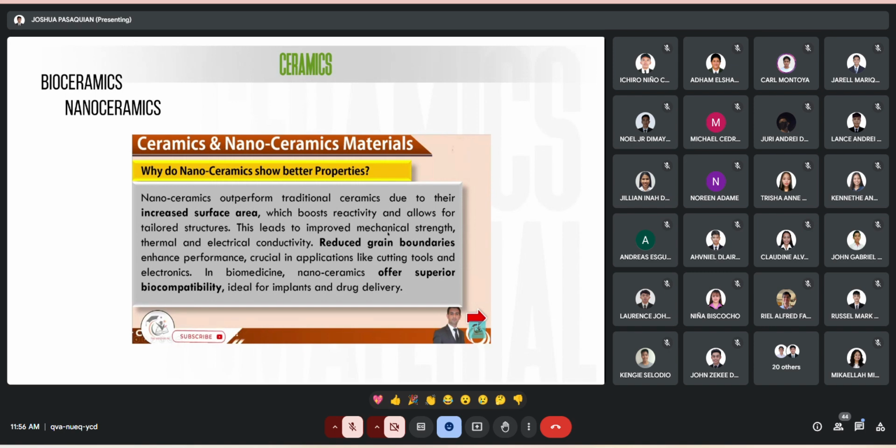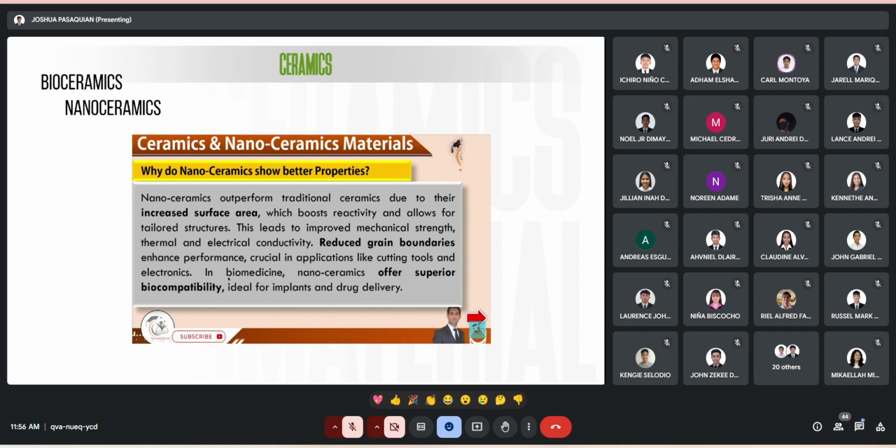This leads to improved mechanical strength. This property enhances their mechanical strength and thermal and electrical conductivity. Now they can conduct electricity and heat, and also they are stronger than traditional ceramics. Moreover, their grain boundaries are reduced. Due to this performance, they are crucial in cutting tools and electronics. Now they can be safely cut into our desired shapes, and they can be used in electronics.